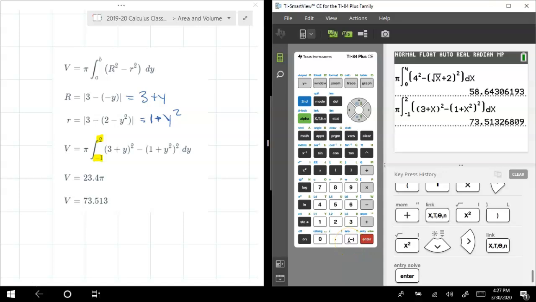We get 73.513. So you might be thinking, how can I just sub in x and not y and nothing change? Well, x in here is just one variable, standing for one variable. Y in here, in this case, again, is just one variable. So you can use x equals for any variable: x, y, or the third dimension, z.